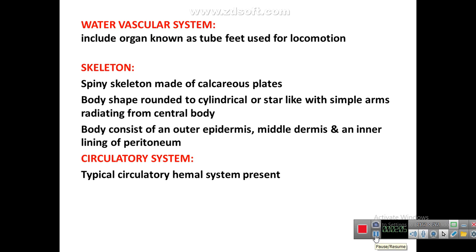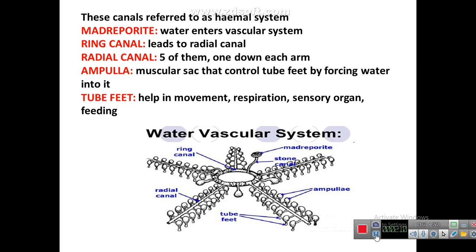Circulatory system: a typical circulatory hemal system is present. In starfish, these different canals are present. These canals are referred to as the hemal system. This circular structure is known as the madreporite. What is the function of the madreporite? Water enters the vascular system by means of the madreporite. From the madreporite, water moves to this canal. This first canal is known as the stone canal.